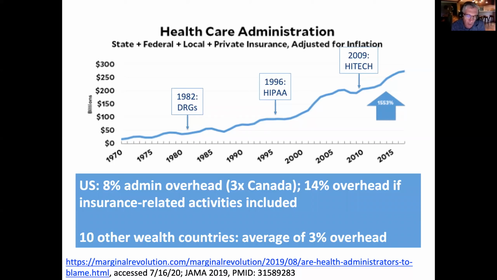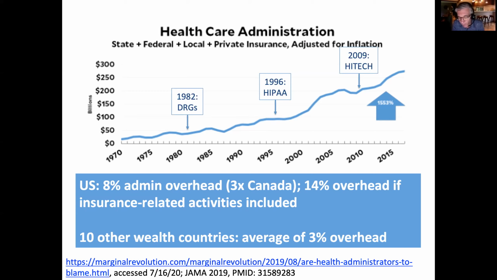So now we're stuck in this spot where 8% of our total healthcare money is spent on overhead alone, which is triple what is spent in Canada, where, you know, the Canadian system is just different. They have one insurance company that pays for everything, so everyone operates under a unified set of rules. And so under that observation, if you look at private insurance related activities, our overhead goes to 14%. And that's because every insurance company has its own set of rules that has to be followed.